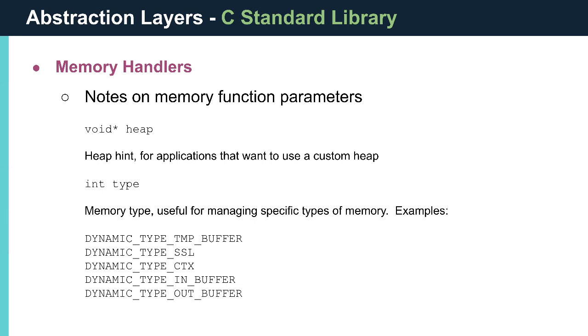And then the type variable is essentially giving you a hint as to what type of memory is being asked for. So some examples are maybe it's just a temporary buffer, if it's for allocating an SSL session structure or context structure, or if it's an input buffer or an output buffer that we'll be using for reading in and out records.